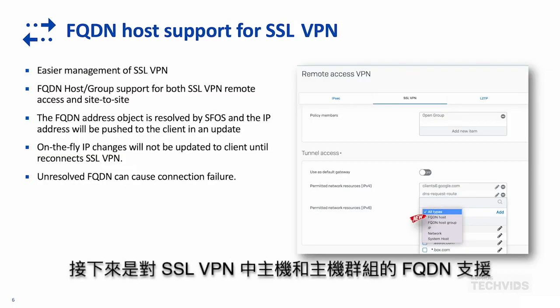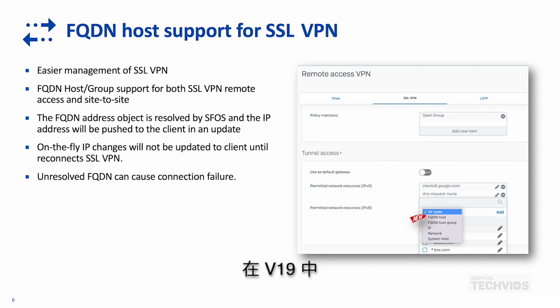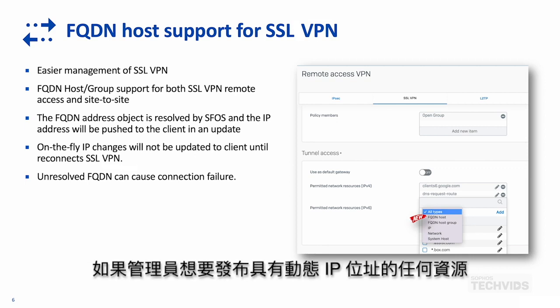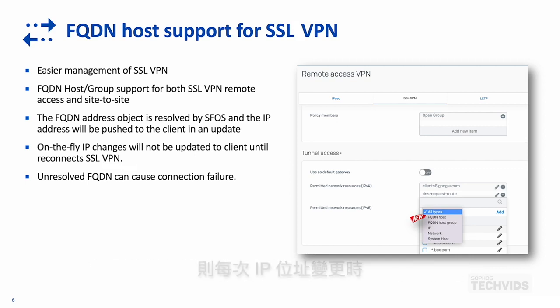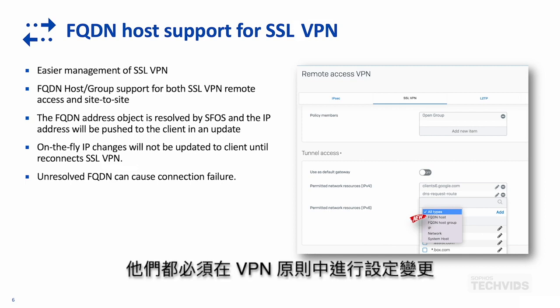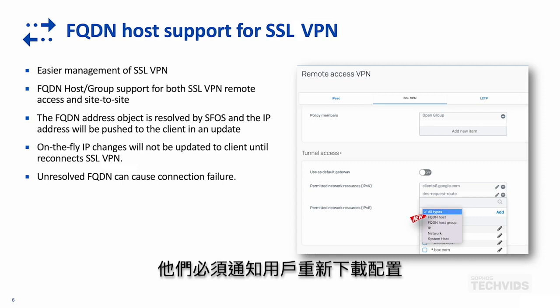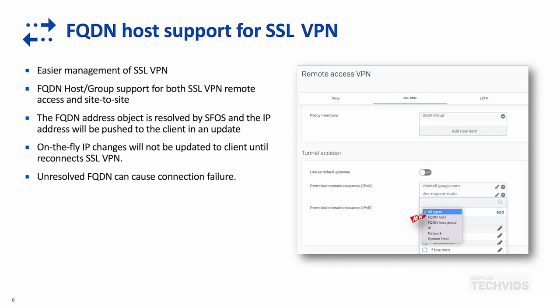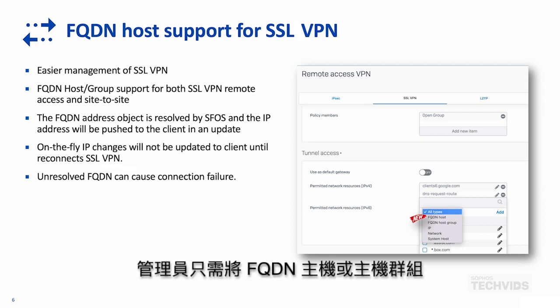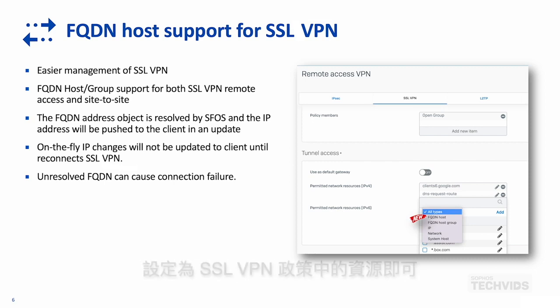Next up is FQDN support for hosts and host groups in SSL VPN. In V19, if an admin wants to publish any resource with a dynamic IP address, they must make configuration changes in the VPN policy every time the IP address changes, and they must notify users to re-download the configuration. In V20, admins can simply configure an FQDN host or host group as a resource in the SSL VPN policy.